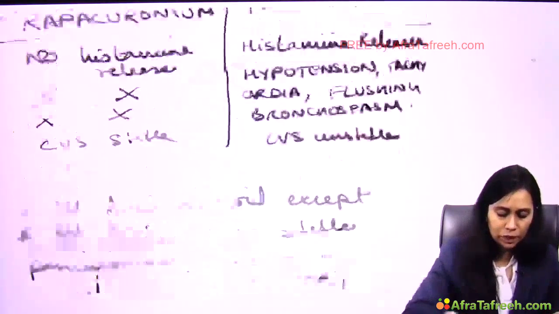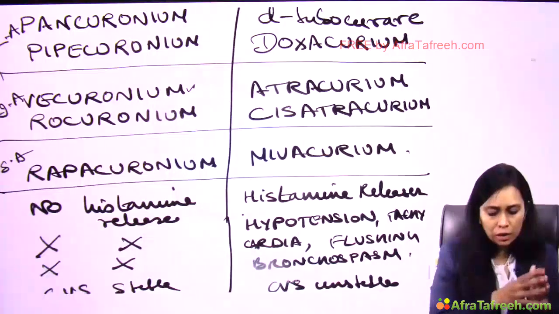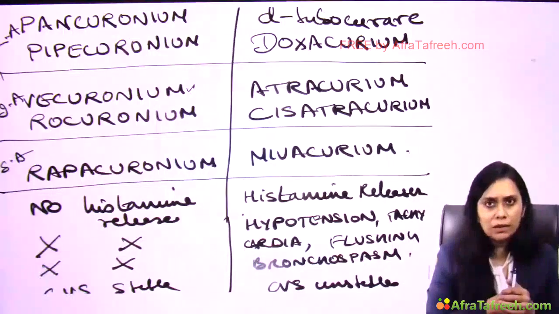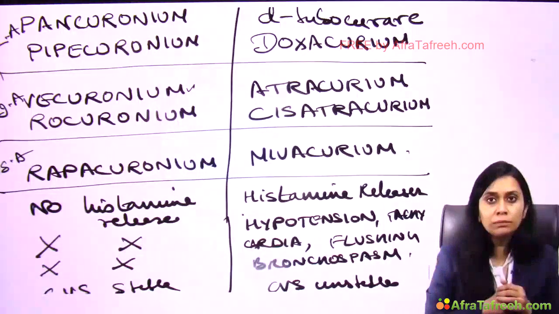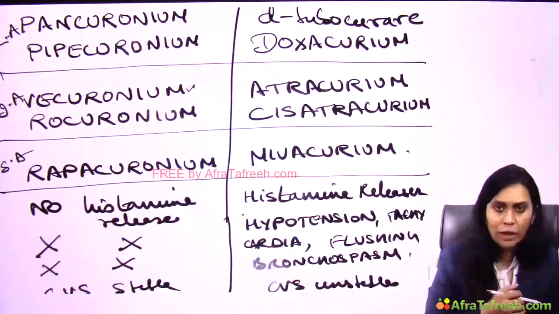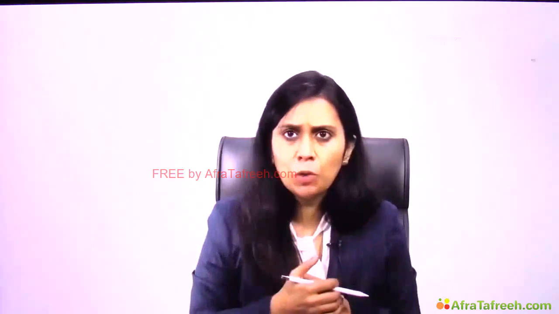Next comes pipecuronium. What are the points clear from the chart? Aminosteroid, long acting, no histamine release, would not show those bad clinical features, cardiovascular stable. Nothing else. I have never seen a separate question on pipecuronium, and we don't need to discuss anything apart from this. Then comes vecuronium. Intermediate acting, aminosteroid, no histamine release, cardiovascular stable. No extra points.